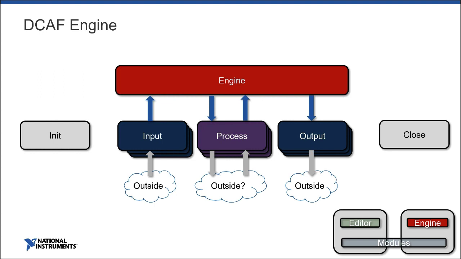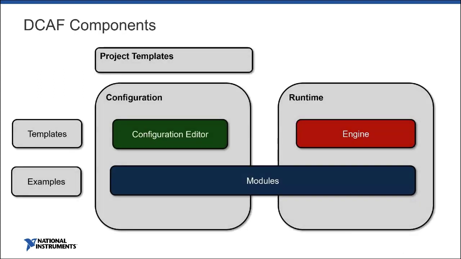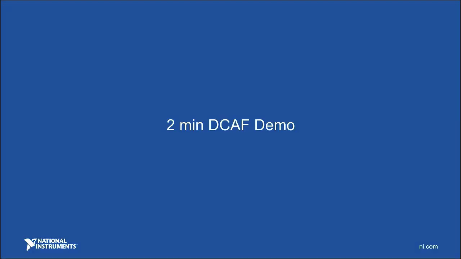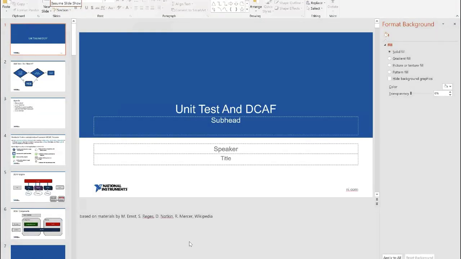As I said, this is not a DCAF presentation, so I'm not going to get into all the details of what DCAF is. The main thing is I want to show what things we include with DCAF. When you download DCAF, we include templates, we include examples. We have the configuration side, that is the configuration editor. There are modules by themselves. Then we have the runtime part, that is the modules actually executing. So we have options to configure the module, and we have options to run the module. That makes more sense when I show you how DCAF works.